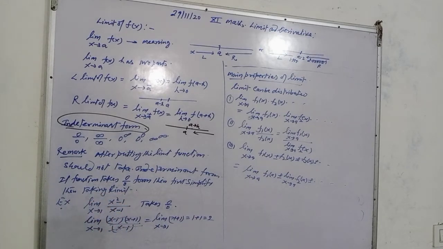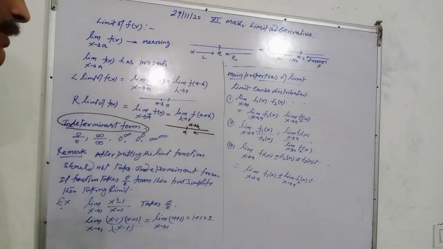So when the denominator becomes 0 after putting the limit, remember what to do. First simplify by removing the common terms, then take the limit. Common factors you first remove, then take the limit or put in the value. Correct?